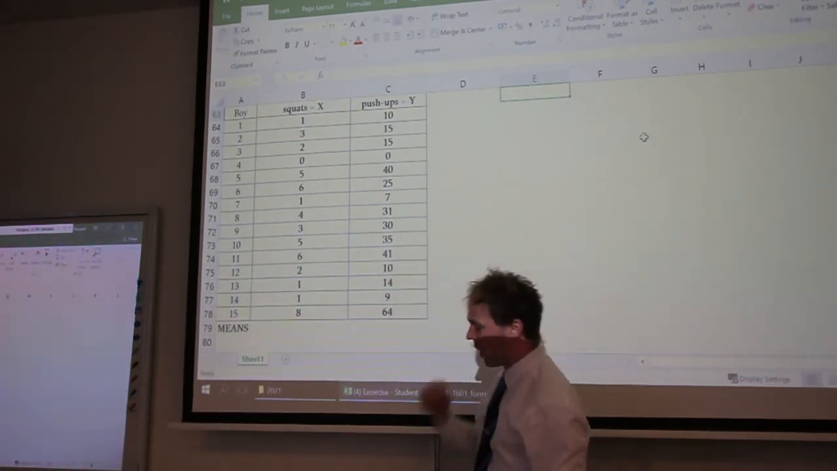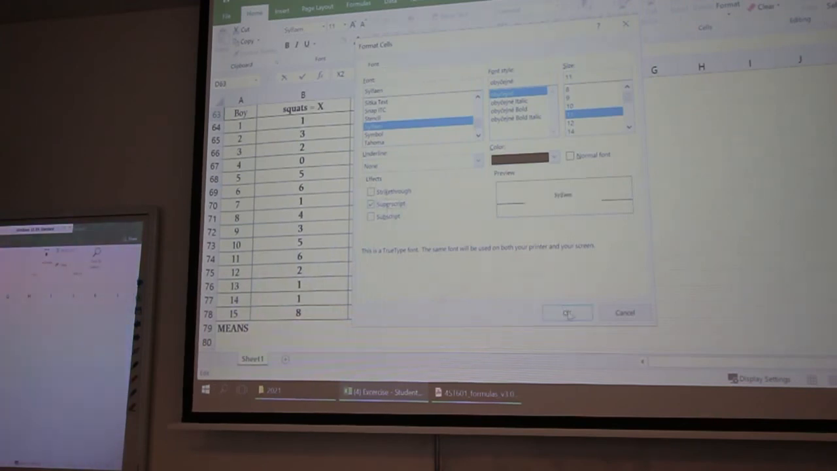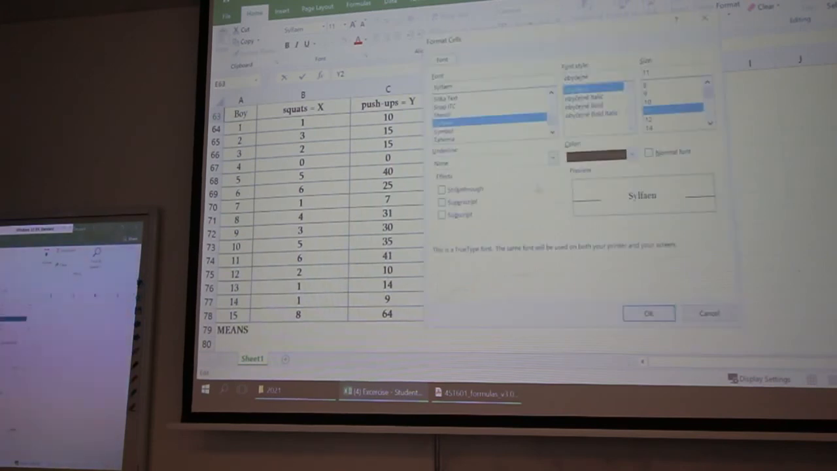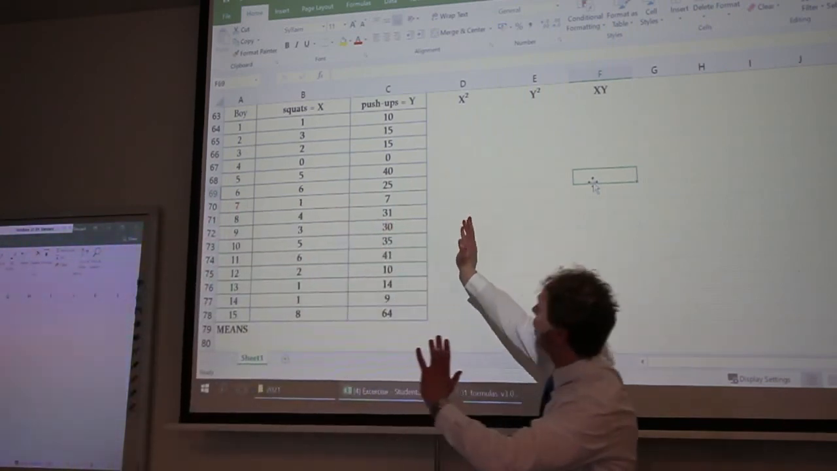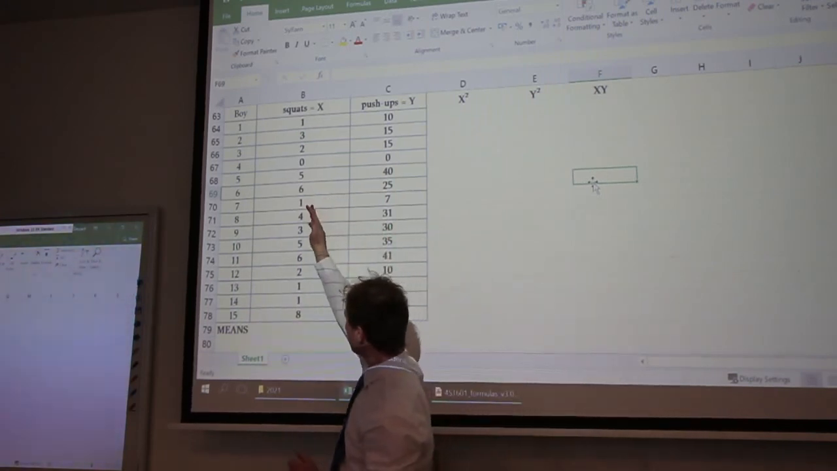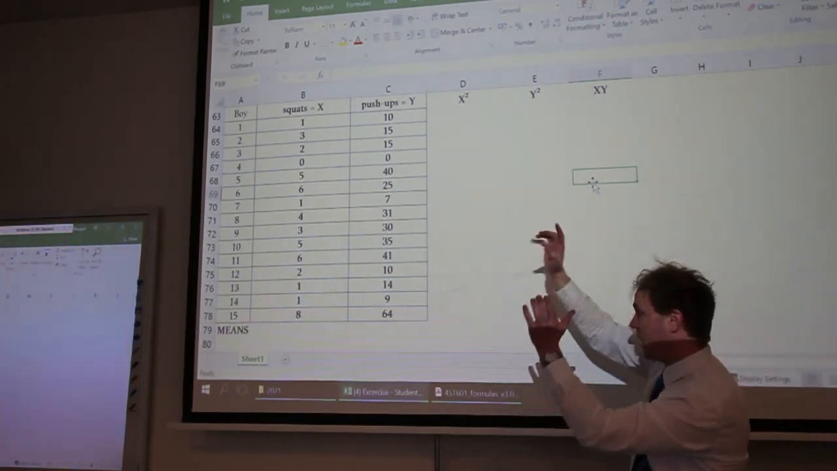So, we will calculate now the second power of a variable x and the second power of a variable y, yes? So there will be x powered by 2 and y powered by 2. So I will use right button, format cells, superscript, okay, so second powers, and finally the multiplication of variable x and variable y. So every time for calculation of correlation coefficient we need variable x, variable y, second power of variable x, second power of variable y, and multiplication between these two variables.